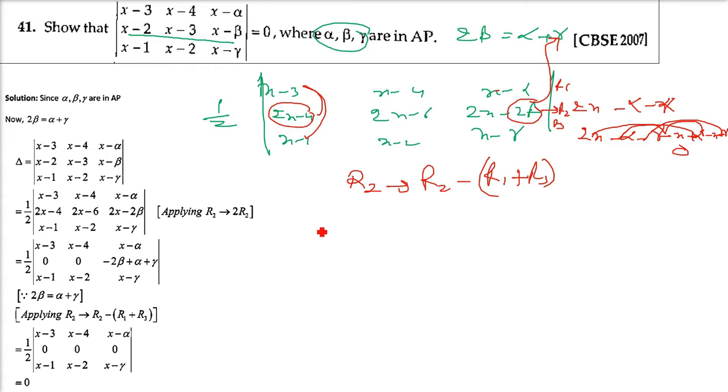So 2x minus 4 minus x plus 3 minus x plus 4 is 0. 2x minus 6 minus x plus 4 minus x plus 2 is 0. And this one I already showed you, it is 0. So the middle row, that is row 2, is becoming 0. So when you have a column or a row as 0, that means the determinant is going to be 0.